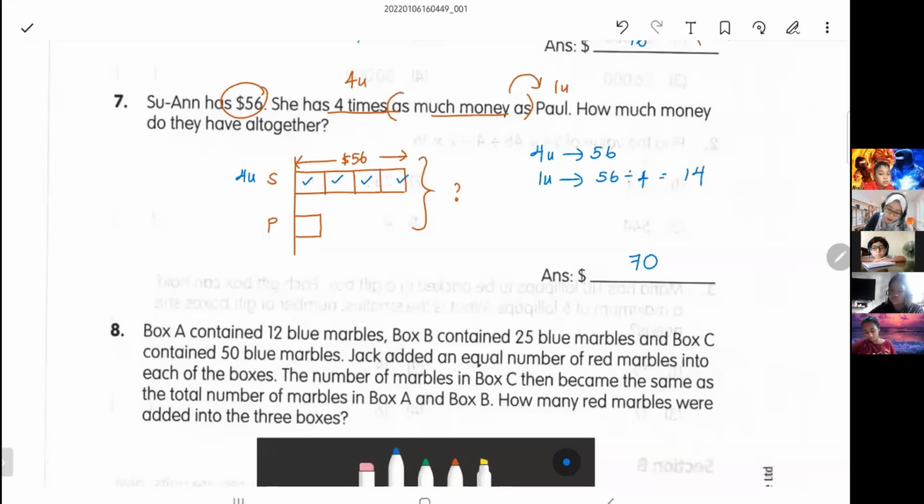Altogether will be 4, and then this is 1. If you add together, they have 5 units. You don't believe me? You count 1, 2, 3, 4, 5. 5 units is 14 times 5 equals $70. This is correct. Comparison units concept.